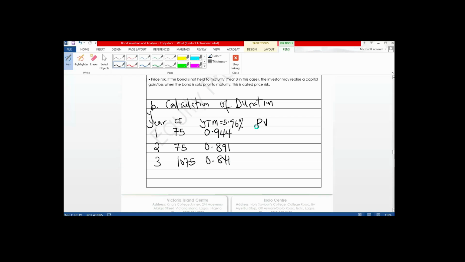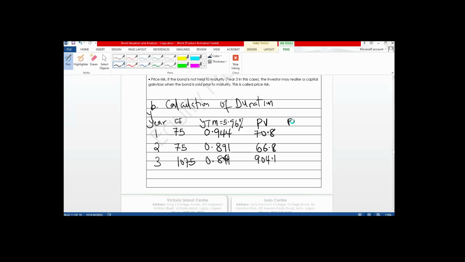Please get the present value. 75 multiplied by 0.944 is 70.8. 75 multiplied by 0.891 is 66.8. 1,075 multiplied by 0.841 is 904.08, approximately 904.1.